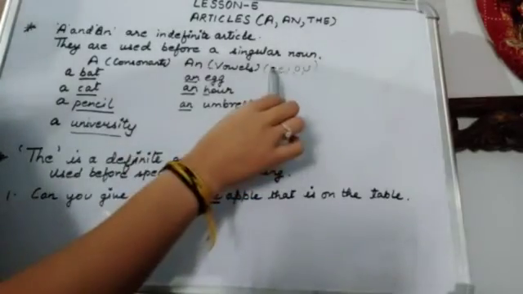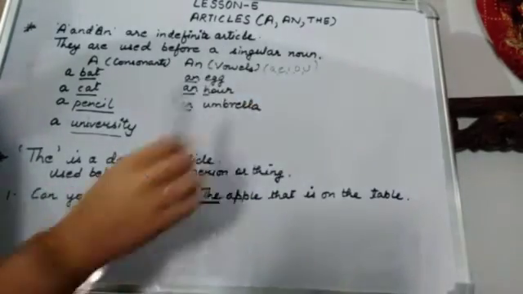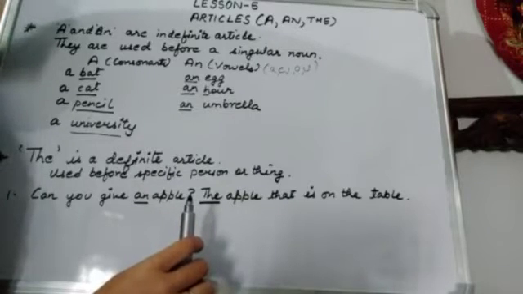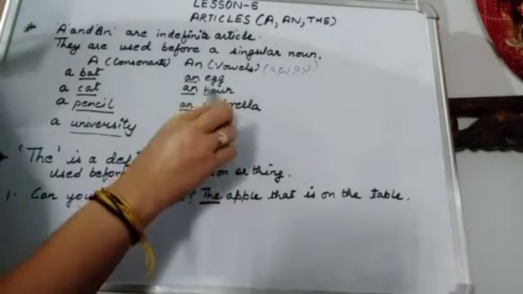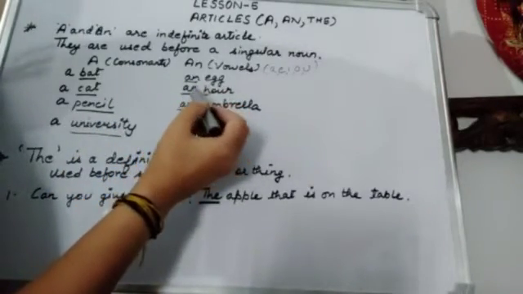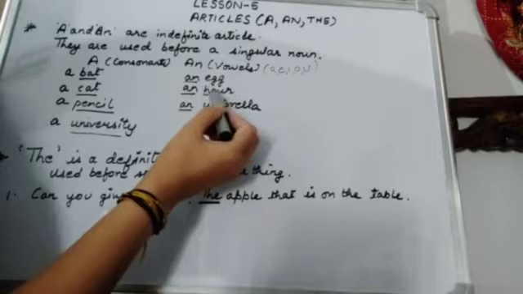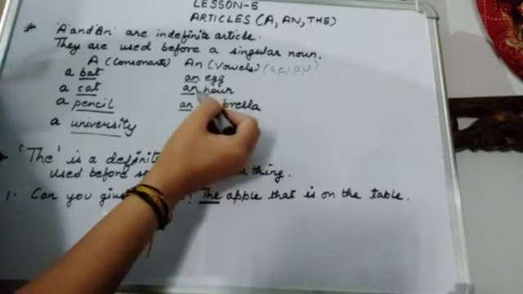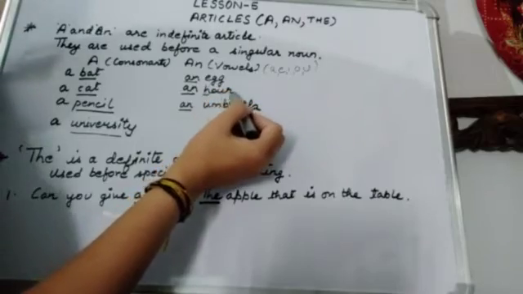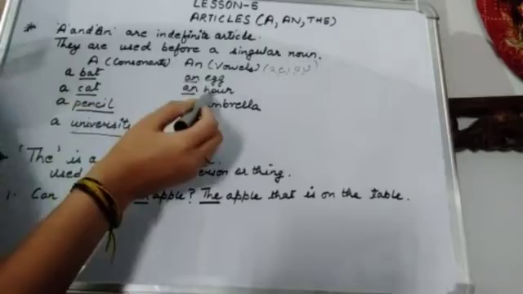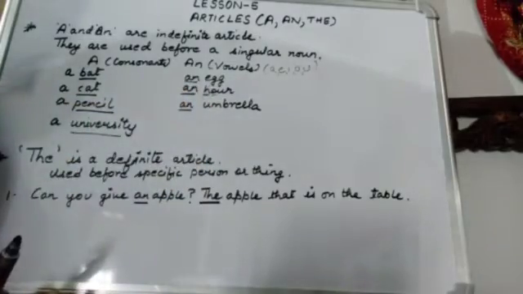Okay, so the sound is a vowel sound. Whenever you find a vowel sound in the pronunciation, before that we will use an. Okay, so that's why I have written an over here, because we are pronouncing this word as our. Okay, here which sound is coming? So that's why I have written an before it.